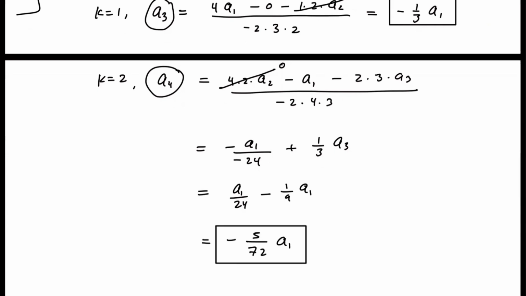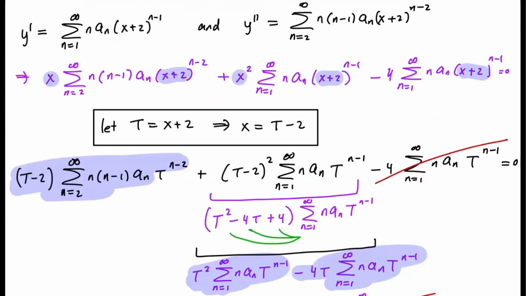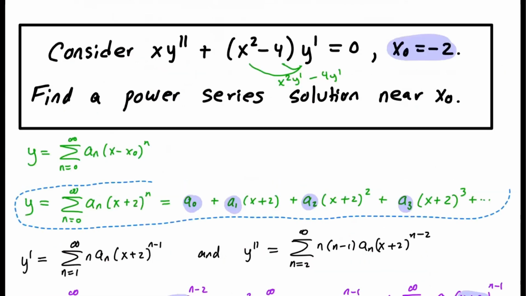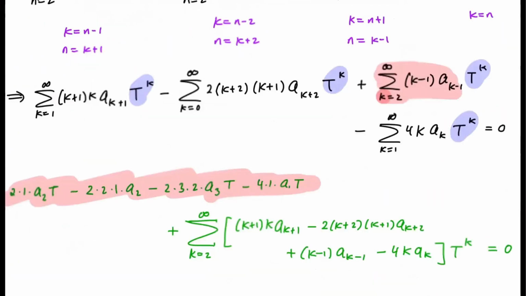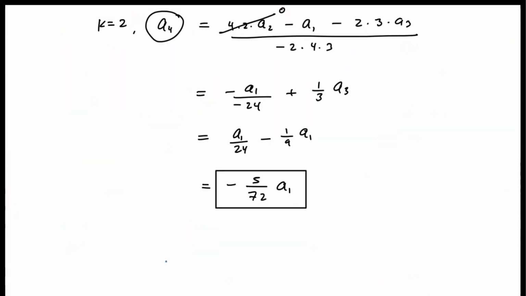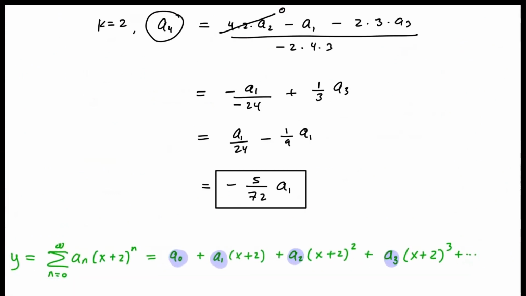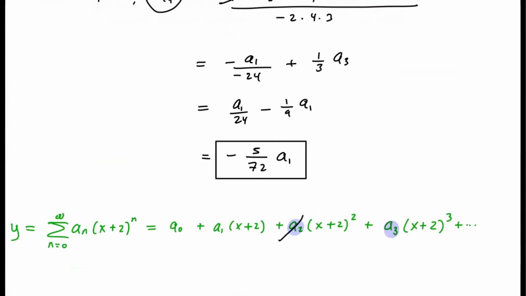Again, you want them in terms of a sub 0 and a sub 1. Now we're ready to write out this solution. So we're almost there. Let's go back. We know our solution looks like this. Now I'm going to substitute my coefficients and we're done. So here's our solution. We're going to sub in. So a sub 0 and a sub 1 are going to stay as they are, but a sub 2, we're going to substitute for 0.